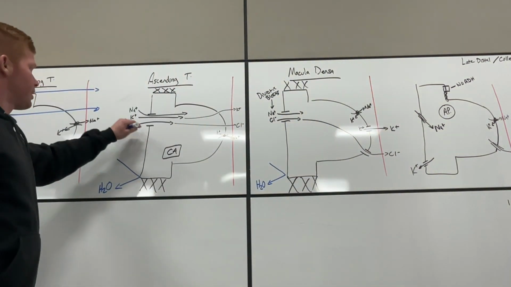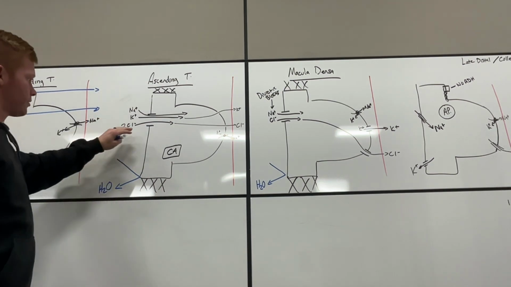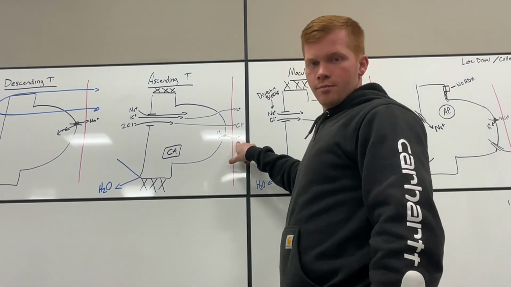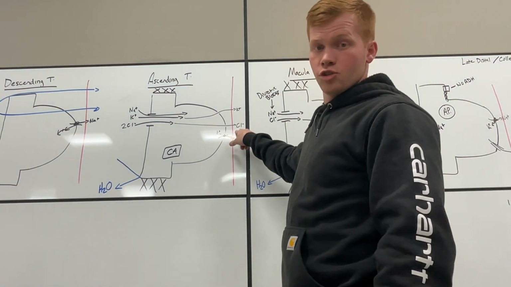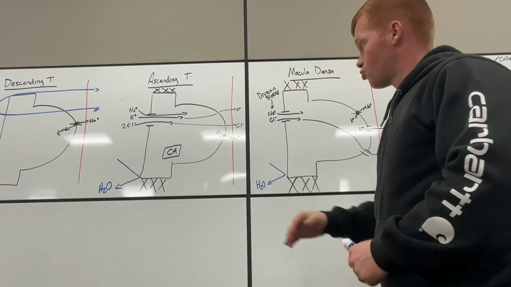It has this channel that lets in sodium, potassium, and 2 chlorides. Sodium's getting pumped out through the sodium-potassium pump. Chloride's not pumped out, it's just leaking through this channel. And potassium is just leaking through this channel into the blood. Super important.